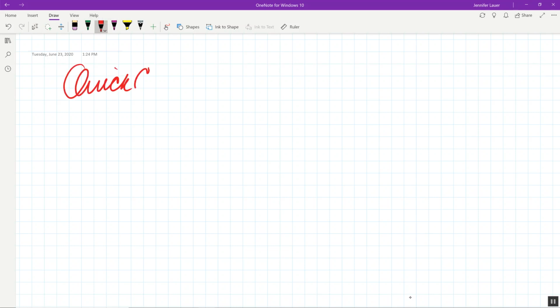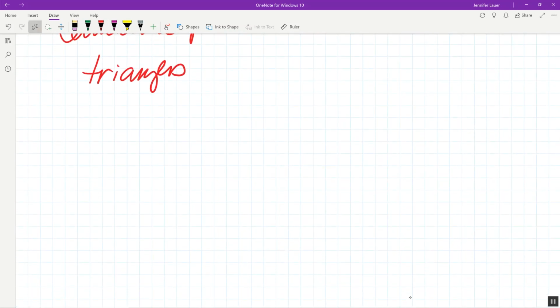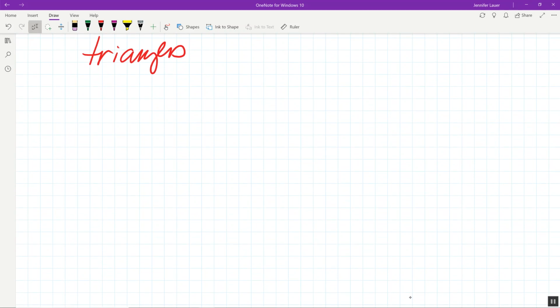Today we're going to be talking about triangles. Just a few pieces of information about them, and then we're going to go into similar triangles and how to find sides and angles. So first of all, there's three types of triangles.